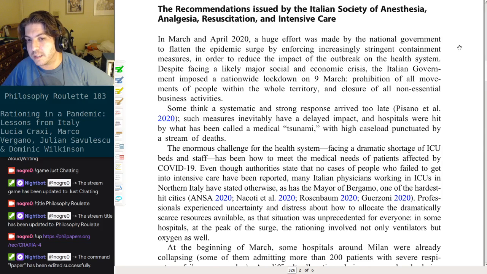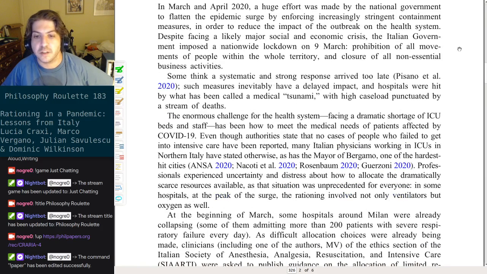Despite facing a likely major social and economic crisis, the Italian government imposed a nationwide lockdown on 9 March. Prohibition of all movements of people within the whole territory, and closure of all non-essential business activities. Some think a systematic and strong response arrived too late. Such measures inevitably have a delayed impact, and hospitals were hit by what has been called a medical tsunami, with a high caseload punctuated by a stream of deaths.